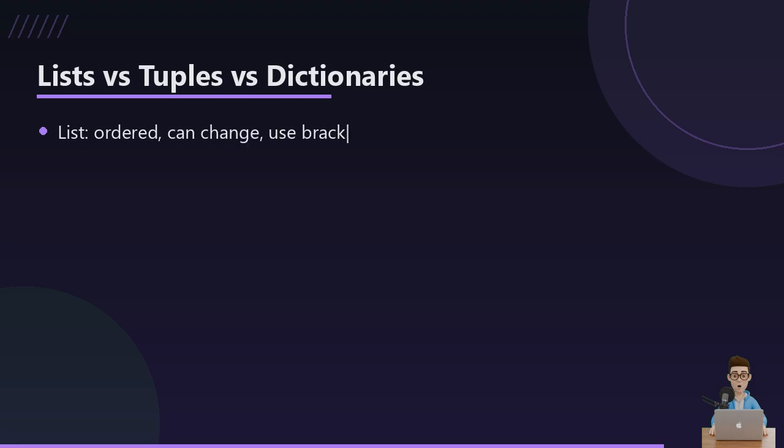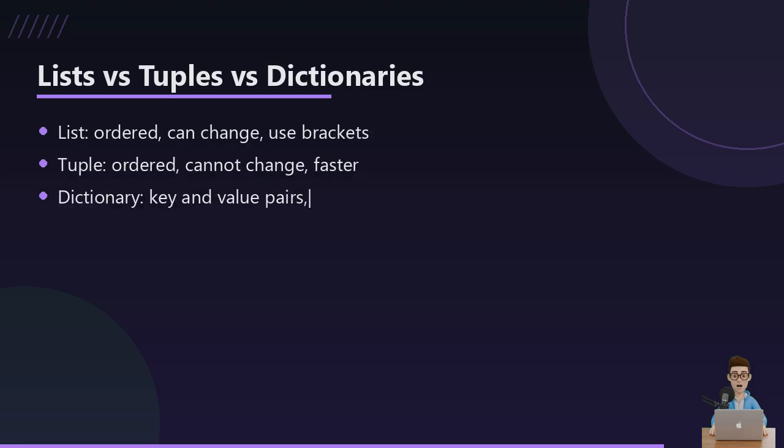So when do you pick which one? A list is great when your data can change, like a shopping list you keep editing. A tuple is like a list that got sealed in a box. It cannot change, but that makes it slightly faster and safer for fixed data. A dictionary is not ordered by position. It is ordered by name. So you look things up by key, like looking up a word in an actual dictionary.